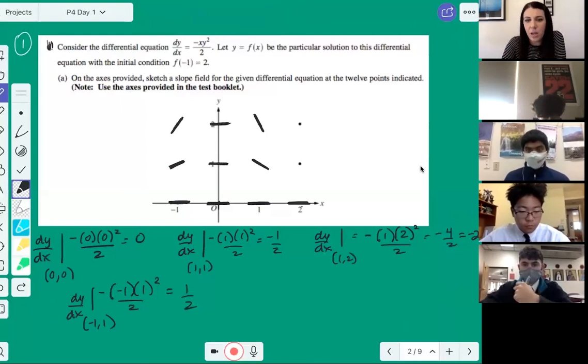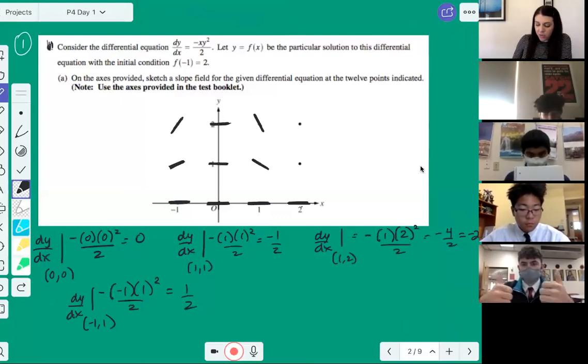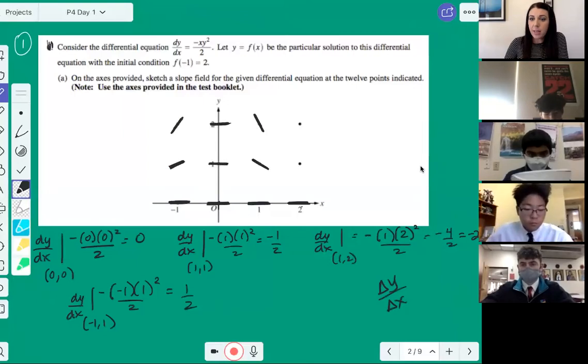Please unmute if you have a question. I think I covered it all, but I want to make sure. Ms. Foster, dy dx is just another way of saying rise over run, right? Yep. It literally comes from, Charlie, it comes from delta y over delta x. That's the dy dx, which means change in y over change in x. Exactly right.